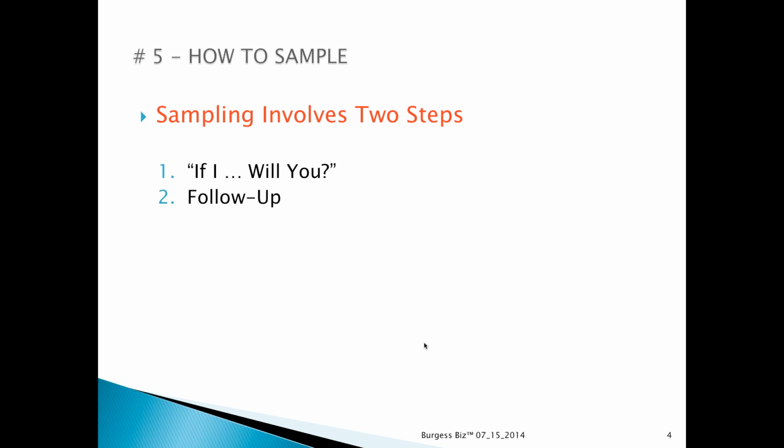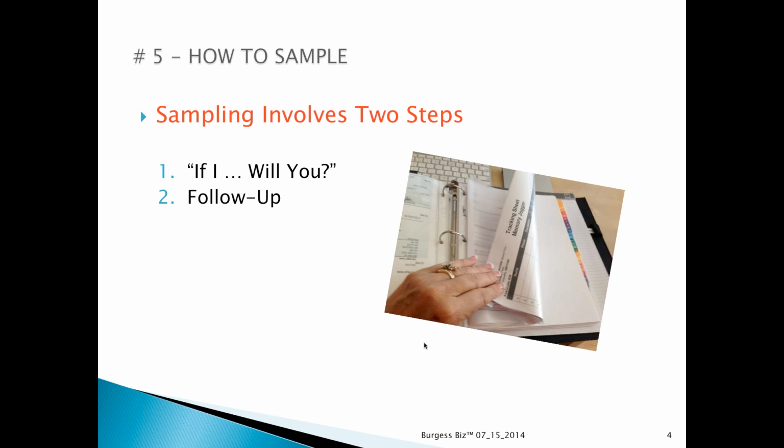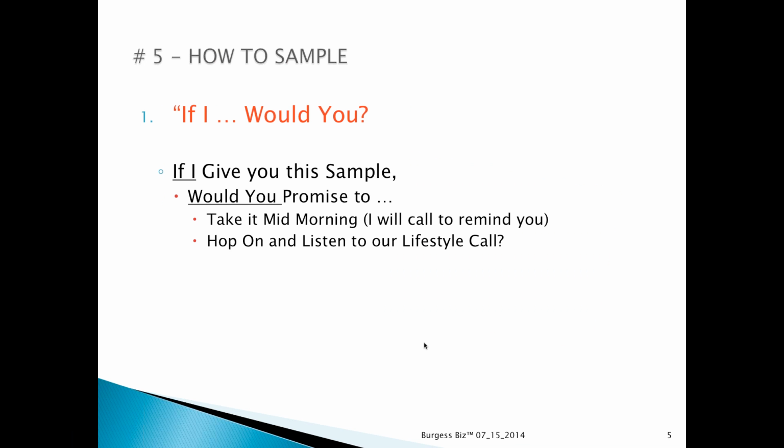Sampling really involves 2 steps. Those 2 steps are number 1, if I, will you, and number 2, to follow up. You'll see the biz binder over to the right. We're going to be talking about that. If I, would you, a strategy that will change the outcome of your success with this business.